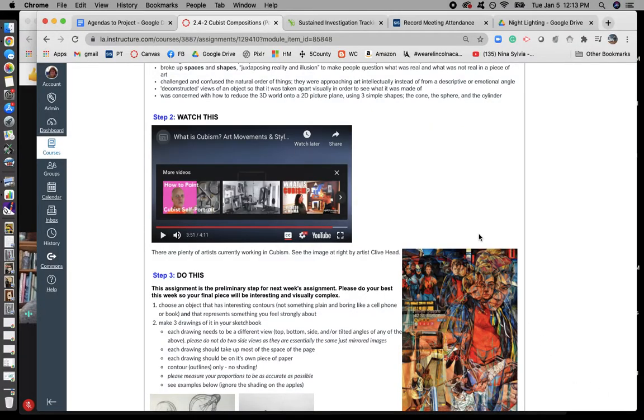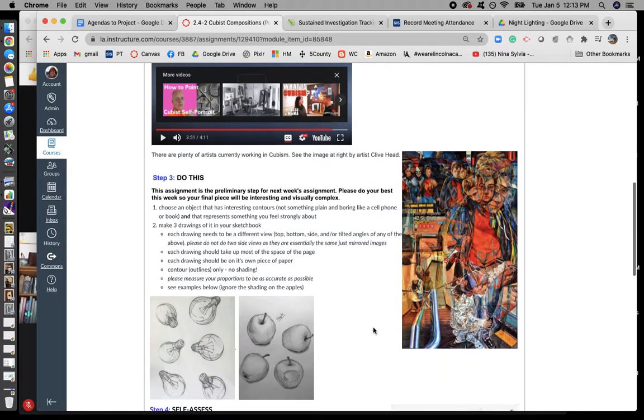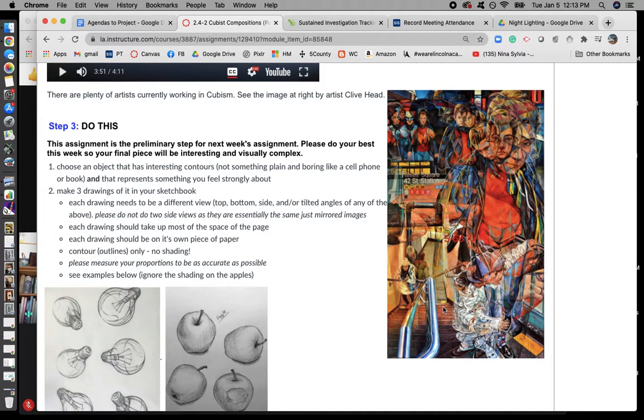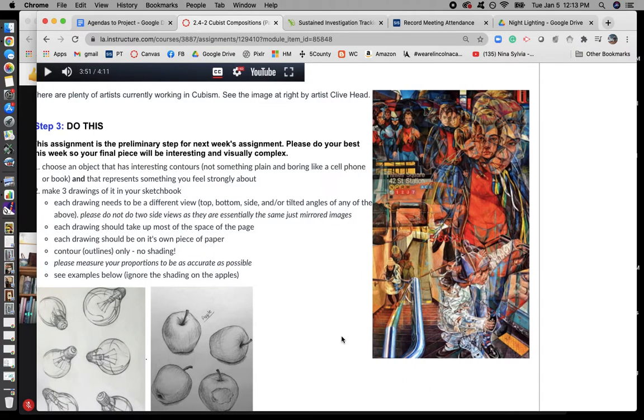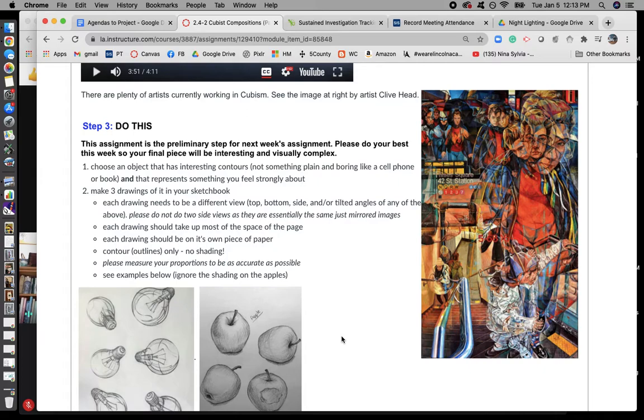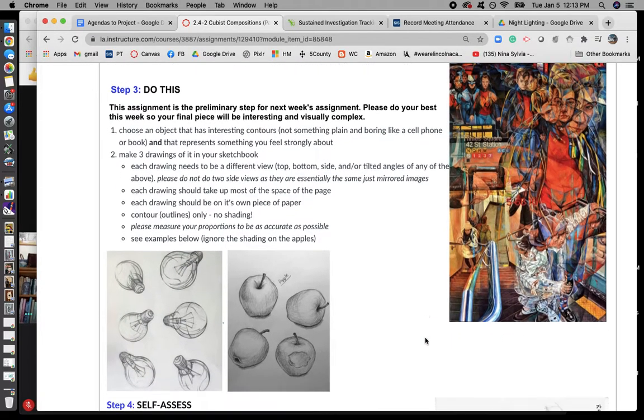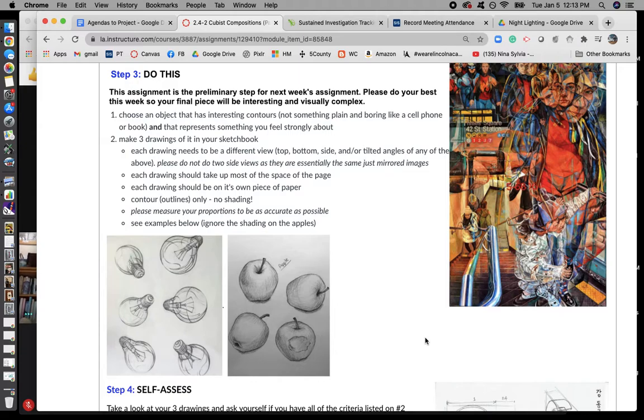So I think that's a really nice overview of what Cubism is. I've included a painting here by the artist named Clive Head, and it's from New York City. And so there are plenty of artists these days who are still working, influenced by the Cubist movement. And you guys are going to be influenced by the Cubist movement as well.